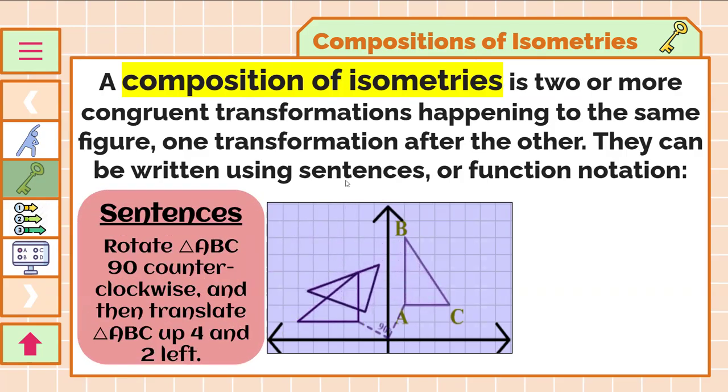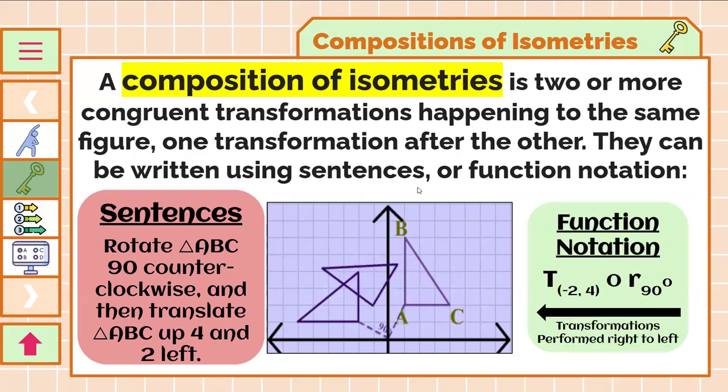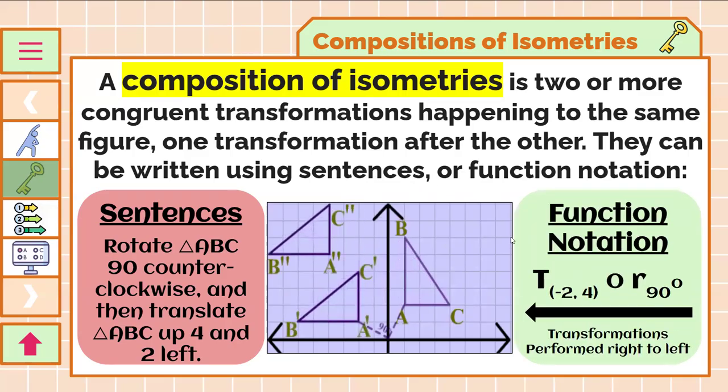In a sentence, we could say rotate triangle ABC 90 degrees counterclockwise, and then translate triangle ABC up 4 and 2 left. In function notation, we have the T for translation, -2 being 2 left, 4 meaning 4 up. And this open circle here looks like a multiplication symbol because it acts in a similar way. It is combining in a very special way these two transformations. Because the other thing it does is get rotated 90 degrees.